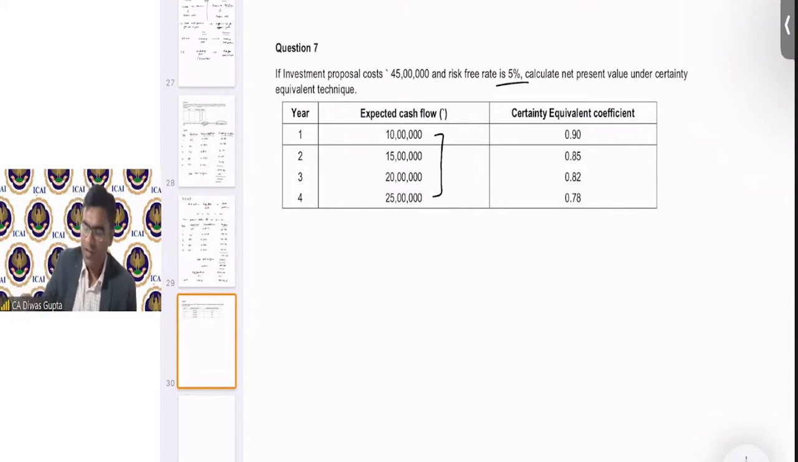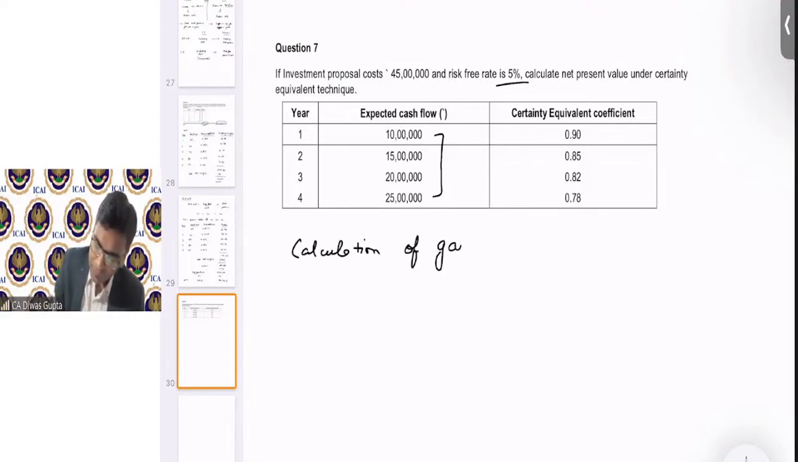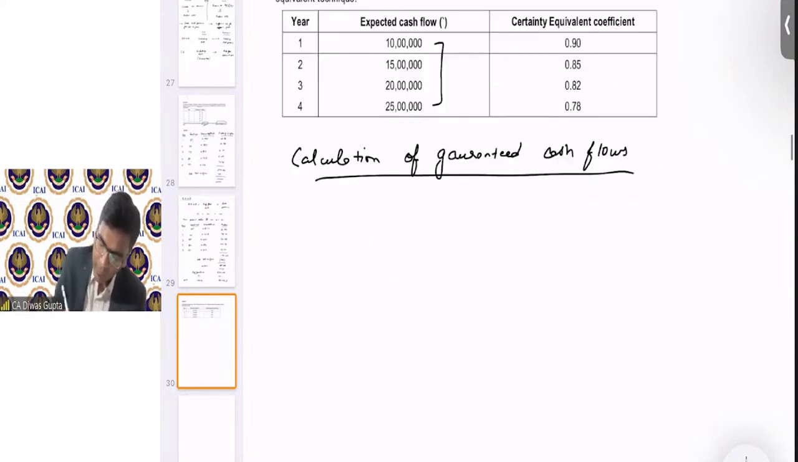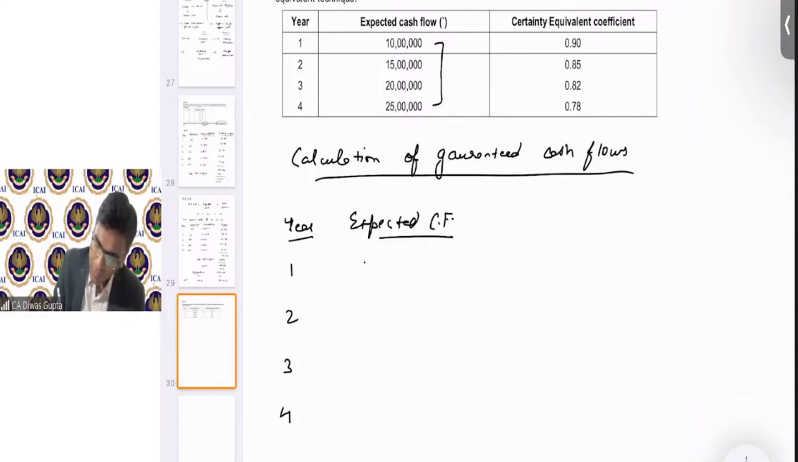So first of all, we have to convert these cash flows into guaranteed cash flows. Calculation of guaranteed cash flows. We'll put year 1, 2, 3, and 4. Expected cash flow: 10 lakhs, 15 lakhs, 20 lakhs, and 25 lakhs.